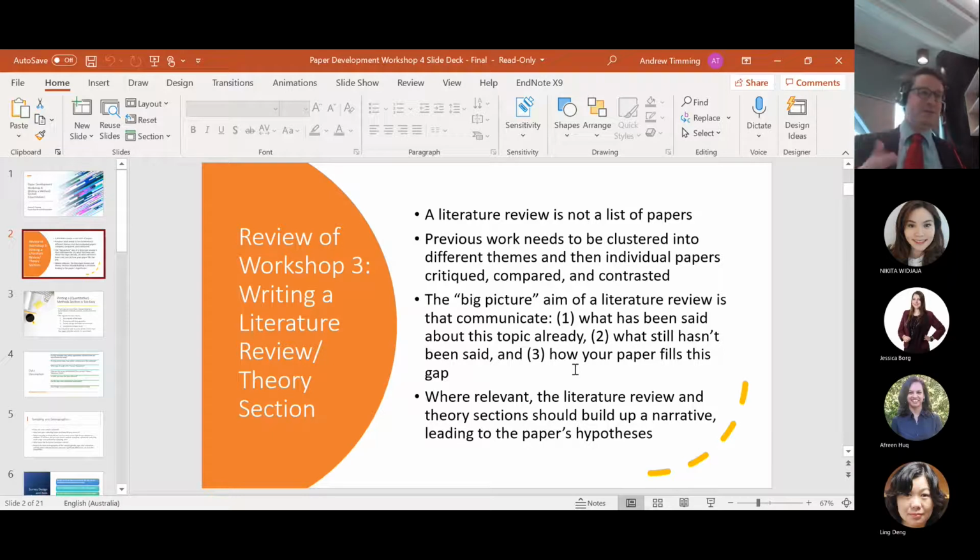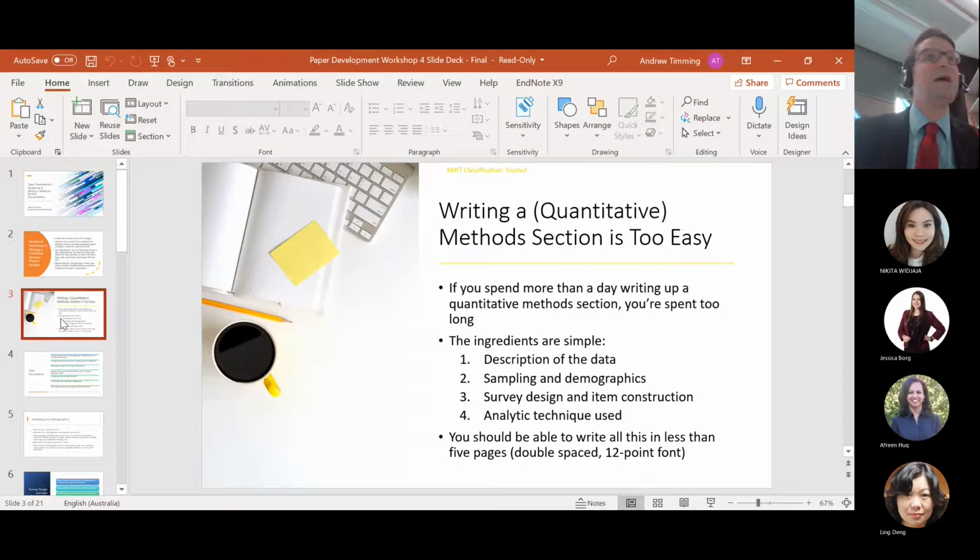So I would say also, just very briefly, so we can move on to the workshop today, where relevant, the literature review and the theory sections should build up a compelling narrative, right? Something that captures the reader's attention, and that narrative should lead up in turn to the paper's hypotheses. Obviously, that is in the context of quantitative research. So that's a very brief recapitulation of what we discussed. And now, without further ado, I will talk about writing a quantitative methods section.